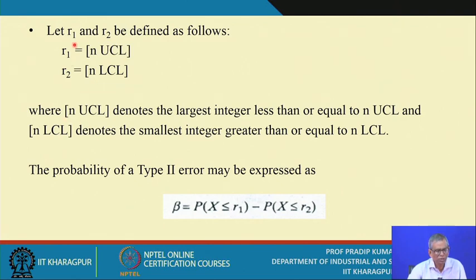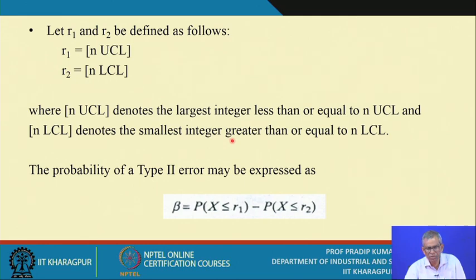That means you say R1 is n into UCL. This expression denotes the largest integer less than or equal to n into UCL, to make it an integer. And n into LCL denotes the smallest integer greater than or equal to n into LCL, because this n into LCL is not necessarily an integer. Similarly n into UCL. So you have to make them integers. Which rule do you follow? You may have this sort of rules, so please go through these rules. You can very easily understand.